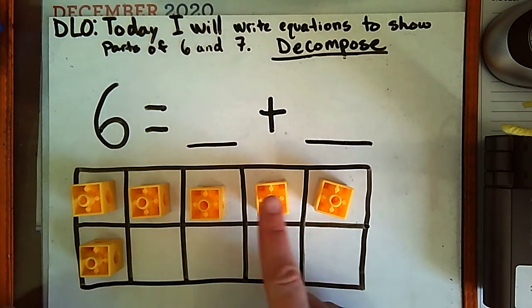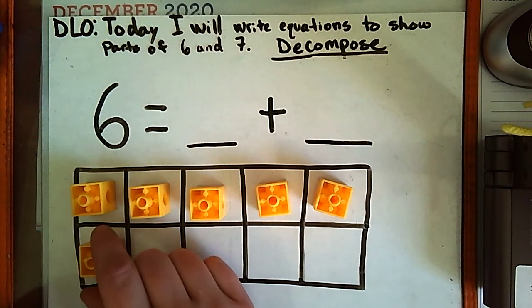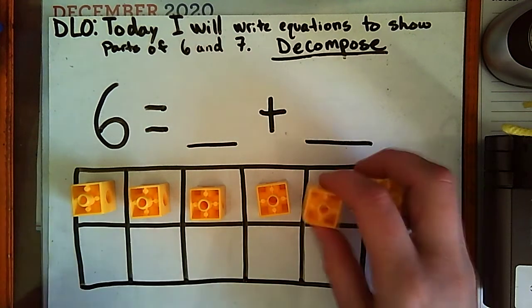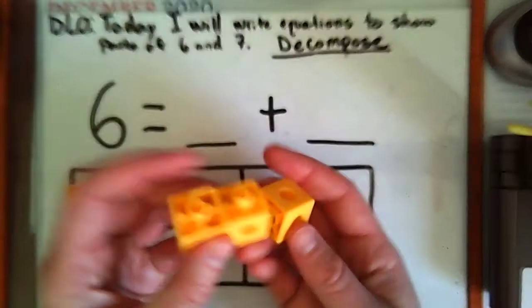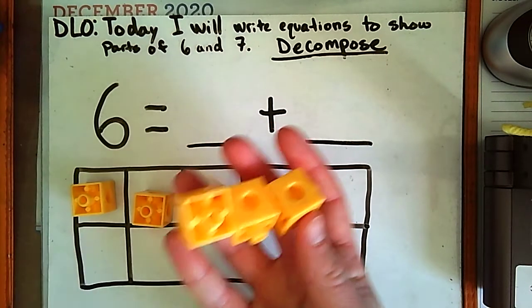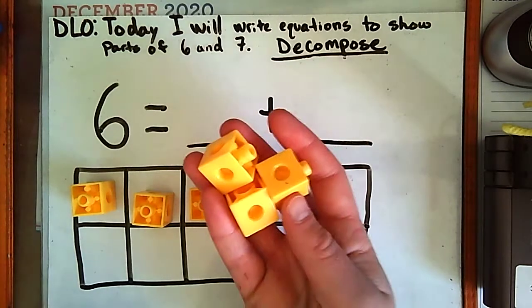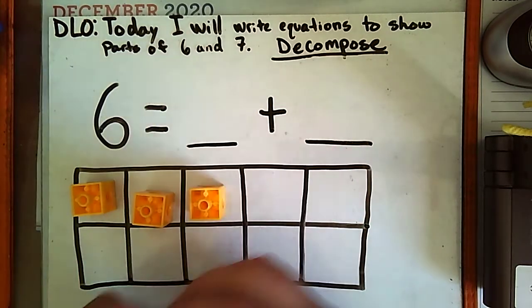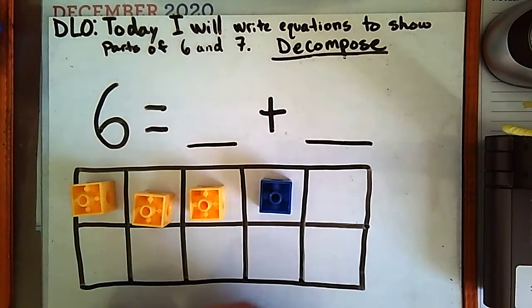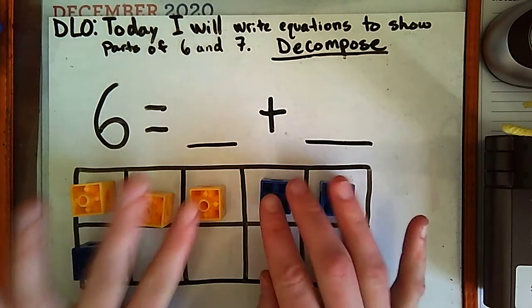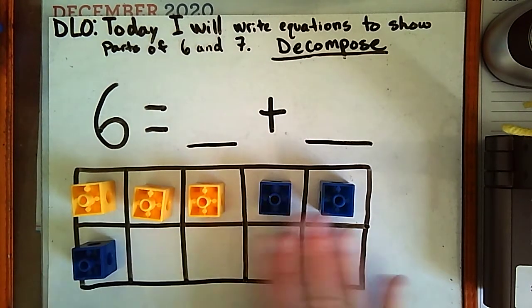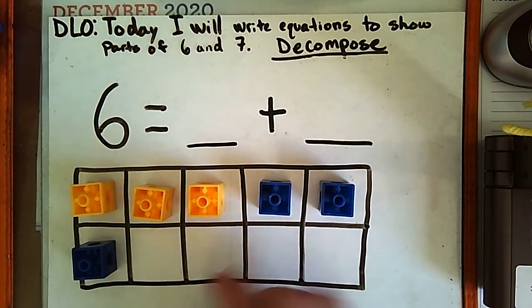1, 2, 3, 4, 5, 6. So I'm going to take 1, 2, 3. I'm going to take 3 away and replace them with blue cubes. So I'm going to take these ones away. I still want 6, but I'm going to replace them with blue cubes. 1, 2, 3. So now I still have 6 cubes. I just broke it into 2 parts.